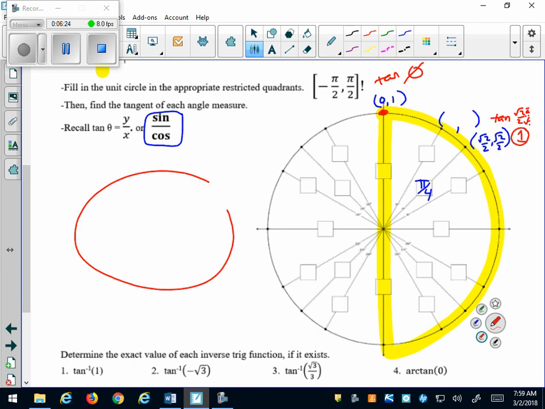For pi over 3, tangent turned out to be, what'd you get? Just root 3. I should be writing theta or something here, but the tangent at this angle is root 3. Here we have tangent of 1. At pi over 6, the tangent turned out to be root 3 over 3, exactly. And then the tangent here turned out to be what? 0.